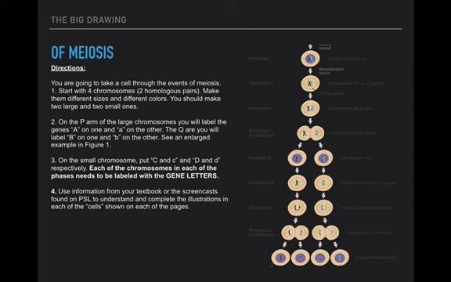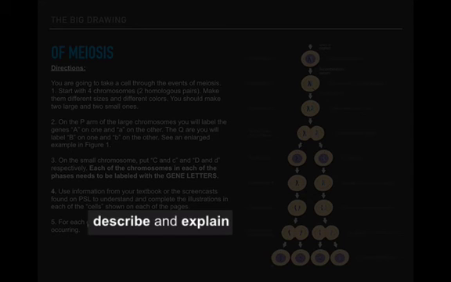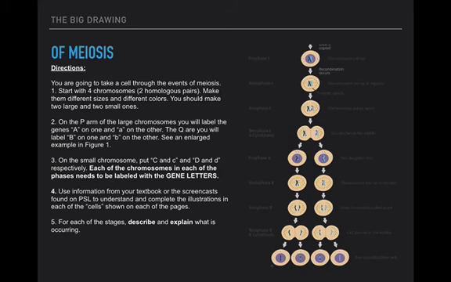Information from your textbook, it's page 173 to 176. And then this is really important. Describe and explain what's happening in each of those phases of meiosis. All right? So I hope that helps.